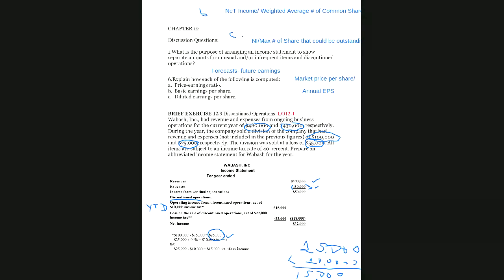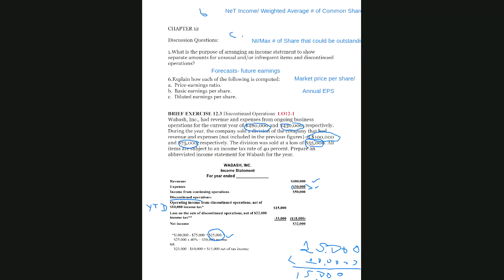Okay, I had higher income. Then I'm going to look at the second piece. Remember, these two pieces of information must always be provided in the discontinued operations. So here, the second piece is any gain or loss on the disposal of the assets of that division.